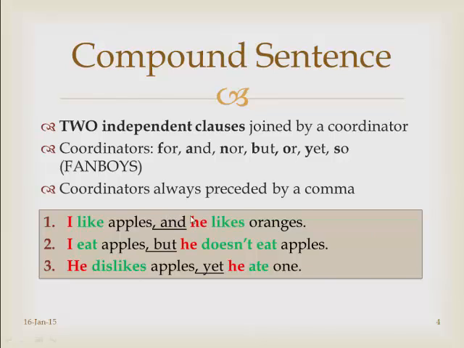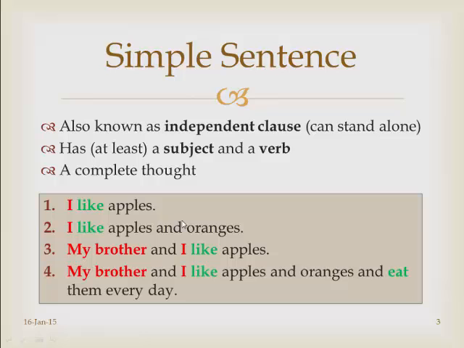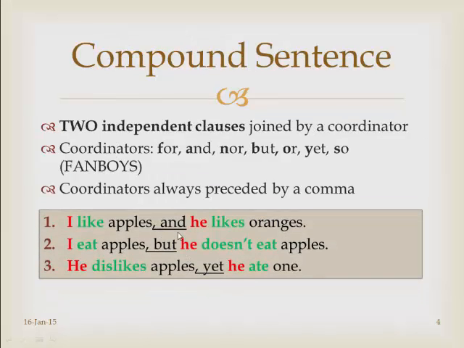Notice that we have the coordinator and here, but why is it different from the and in a simple sentence? I like apples and oranges. This and is not a coordinator because oranges is not an independent clause. It doesn't have a subject or a verb, so this and does not work as a coordinator. And this is not a compound sentence, it is one single simple sentence. This one, on the other hand, joins two independent clauses and therefore is a coordinator, and this makes it one single compound sentence.